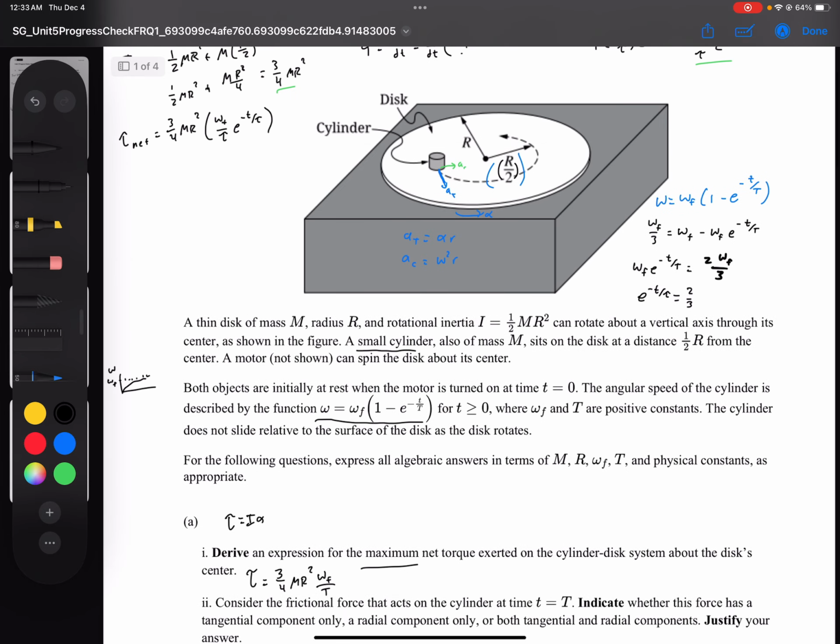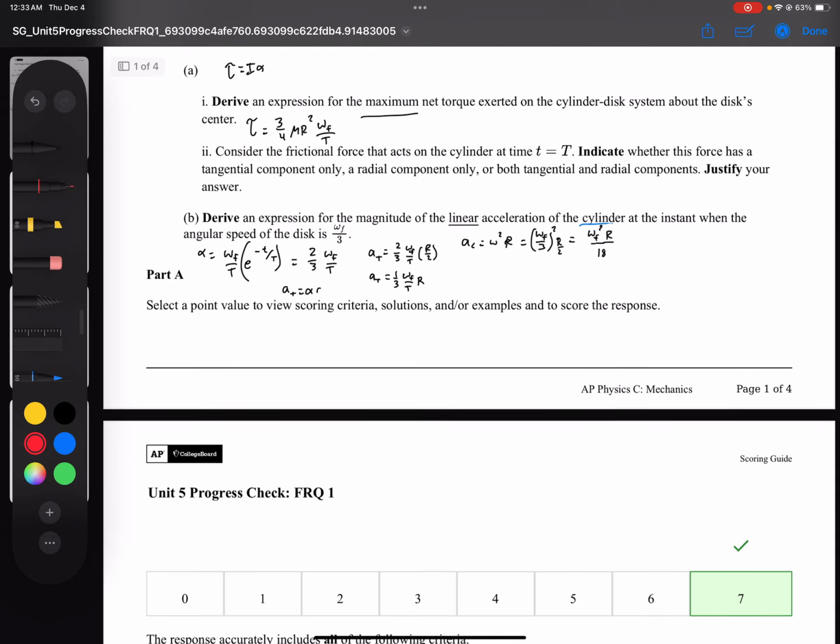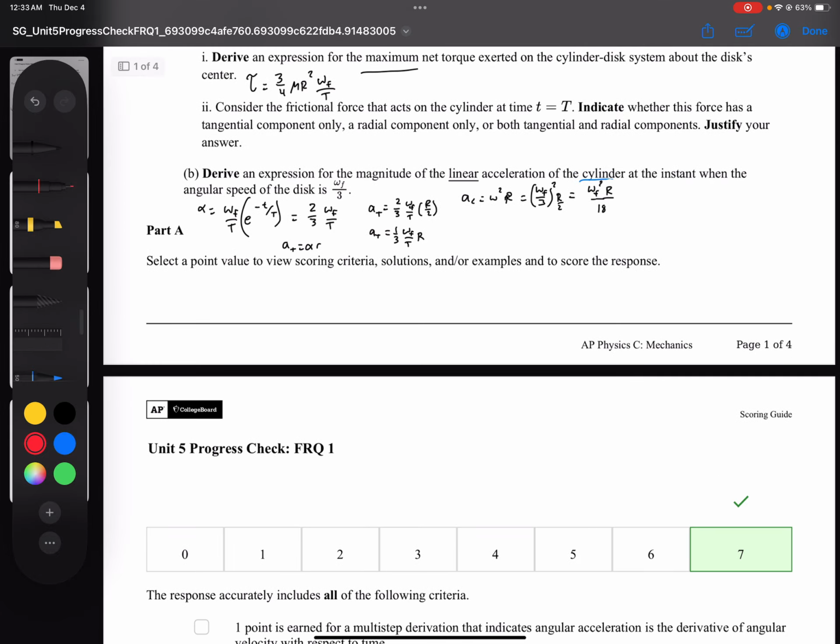So it's a combination of these two accelerations, but these accelerations are at a right angle. So what I actually have to do is use the Pythagorean theorem, right? I have a vertical and a horizontal component, and I've got to find the total linear acceleration. So I have to do the sum of the squares. So here I'm just going to put a total is equal to the square root of my tangential acceleration squared plus my centripetal acceleration squared.